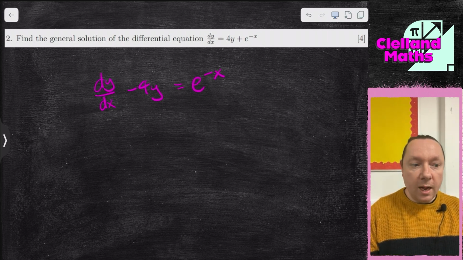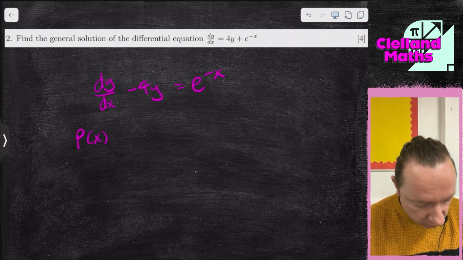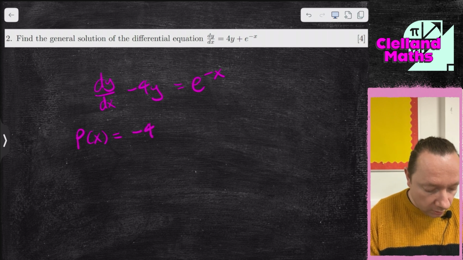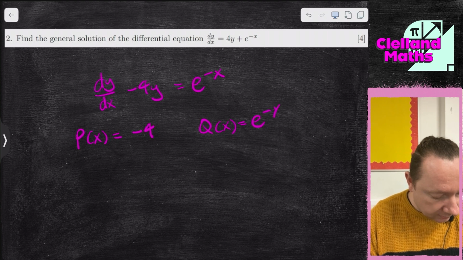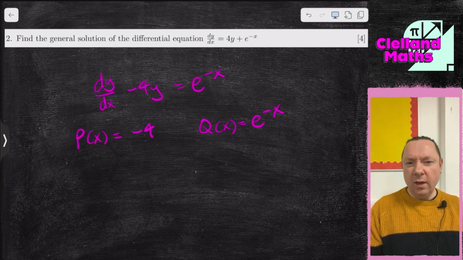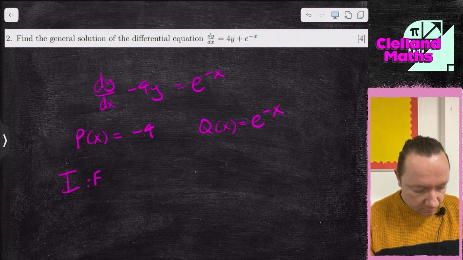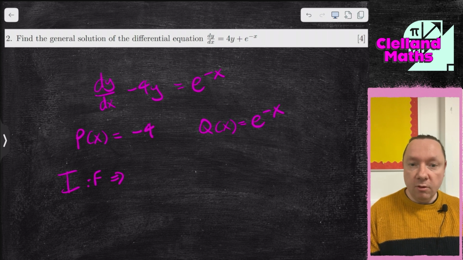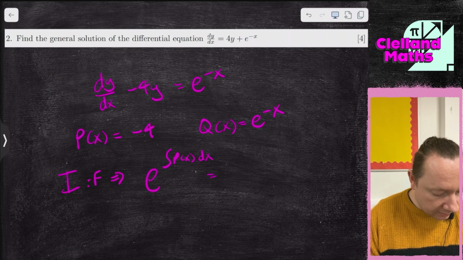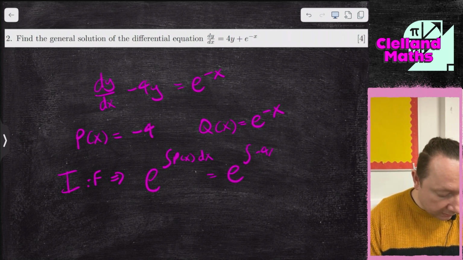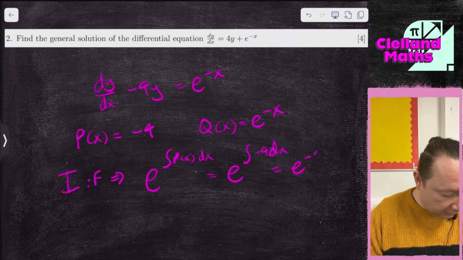So now that looks like dy by dx plus p of x y equals q of x. So what's my p of x? Well, p of x multiplies y, so it's just minus 4, no x, and my q of x is equal to e to the minus x. Now straight away you can actually work through the product rule backwards, but a much quicker way to do this is just to use your integrating factor, which hopefully you've learnt, is e to the integral of p of x dx. So that's e to the integral of minus 4 dx, sorry. The integral of minus 4 is minus 4x. So that's e to the minus 4x.